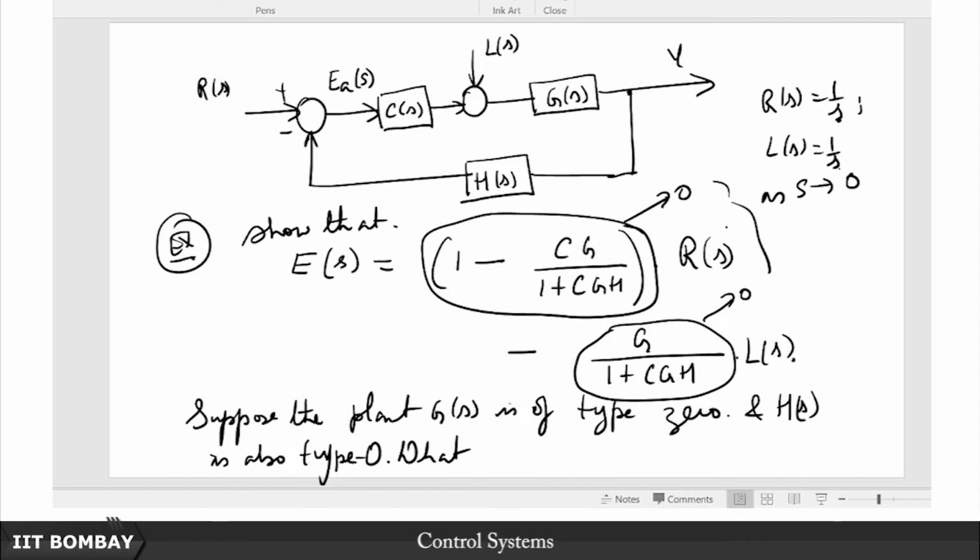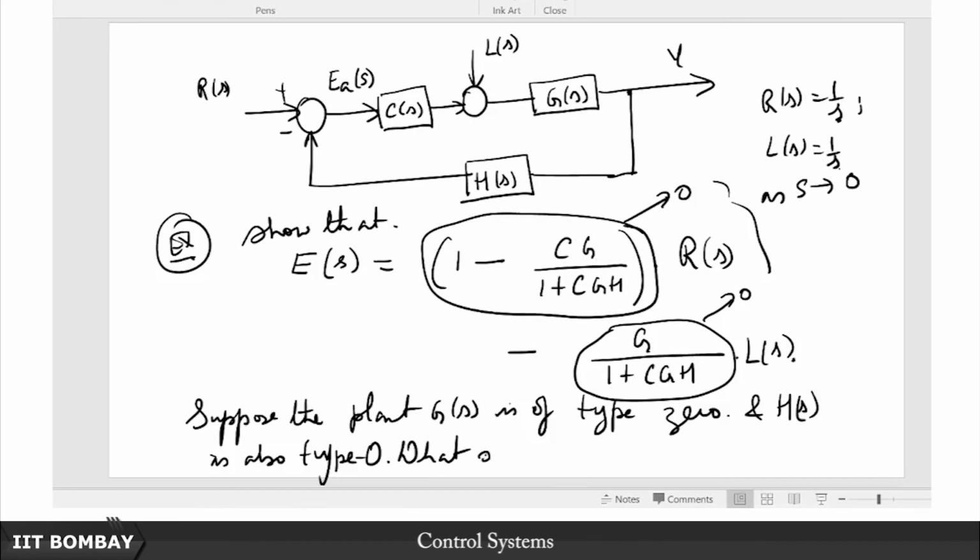So what you then basically have to do is, because remember if R(s) is 1 by s, then s times 1 by s, that s times comes because of the application of the final value theorem, right, and 1 by s comes because of R(s). Again similarly for L(s), 1 by s comes because of L(s), because it is a constant load disturbance, and s times that comes because of the final value theorem, as we have already seen. So therefore what you then need to do is limit s tends to 0, you have to make both of these terms go to 0.